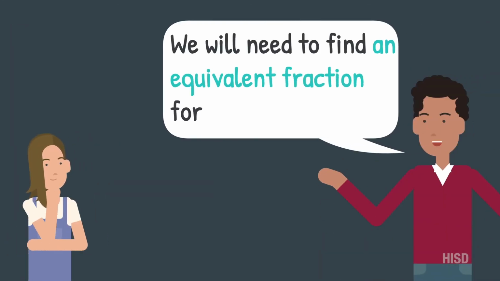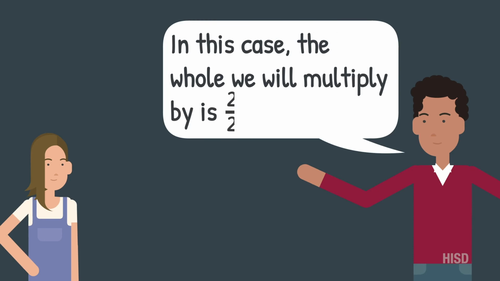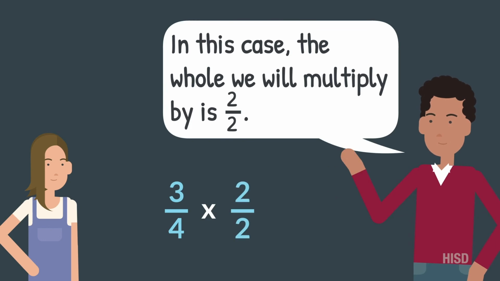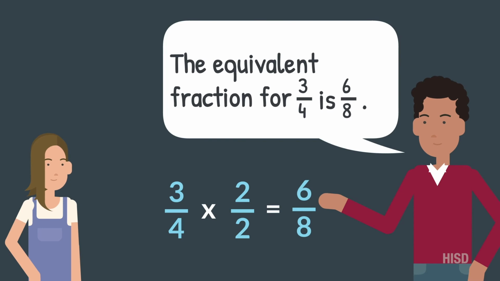We will need to find an equivalent fraction for 3/4. To find an equivalent fraction, we will need to multiply by a whole. In this case, the whole we will multiply by is 2/2. 3/4 times 2/2 equals 6/8. The equivalent fraction for 3/4 is 6/8.